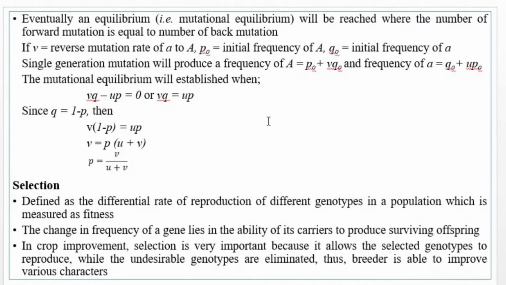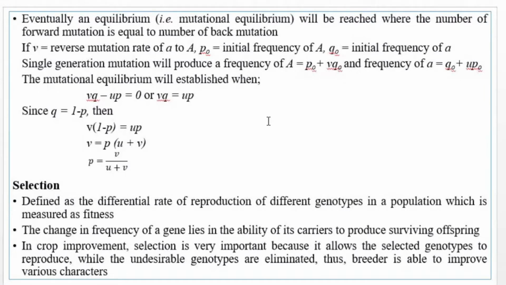Not all individuals have the same kinds of cell reproductive efficiency, and they do not have the same kinds of fitness. So they have a differential rate of fitness also. Fitness is a measure of the rate of reproduction. So the change in frequency of a gene lies in the ability of its carrier to produce surviving offspring. The frequency of the gene could change. What is the reproductive ability of the carriers that carry that gene? And what is the ability to reproduce and the survival of offspring?